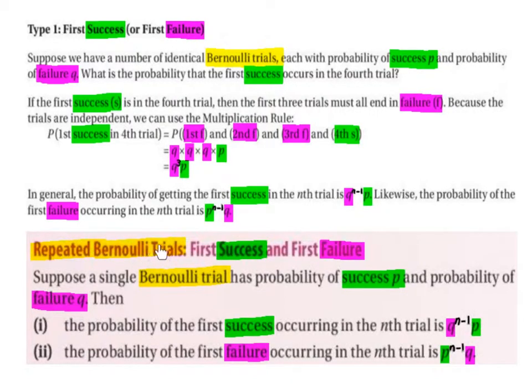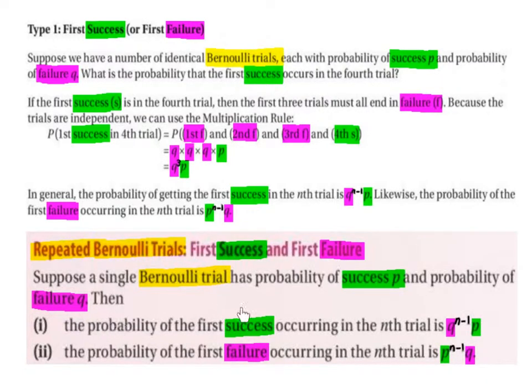Repeated Bernoulli trials, first success and first failure. Suppose a single Bernoulli trial has a probability of success p and a probability of failure q. Then the probability of the first success occurring in the nth trial is q to the power of n minus 1 times p, and the probability of the first failure occurring in the nth trial is p to the power of n minus 1 times q.